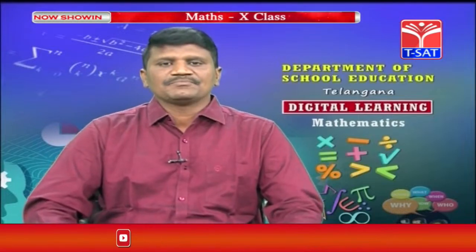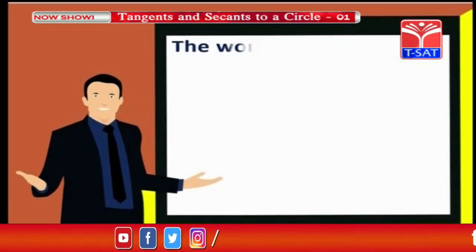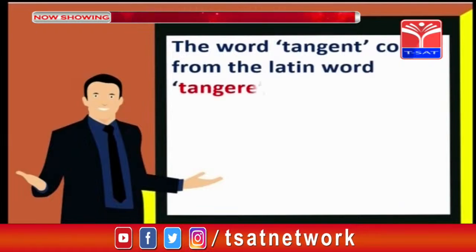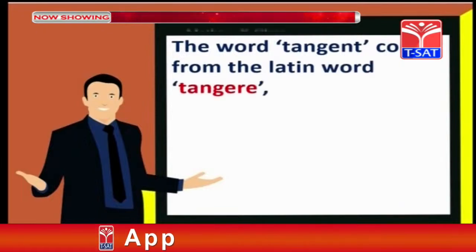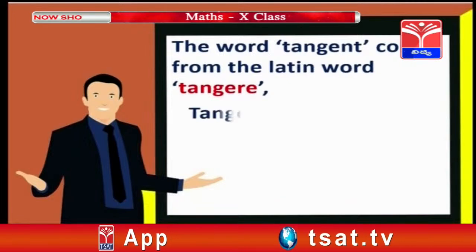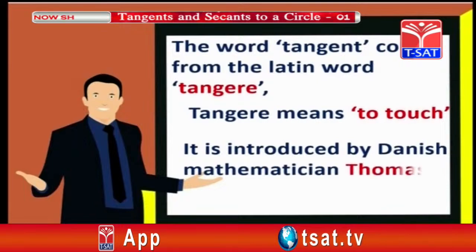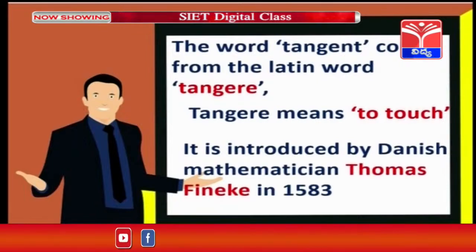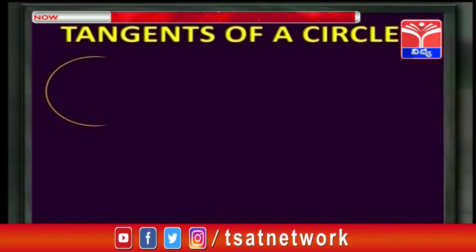Now let us see about tangents of a circle. The word tangent comes from the Latin word tangere. Tangere means to touch. It was introduced by the Danish mathematician Thomas Fincke in 1583. Now let us see what is a tangent of a circle.